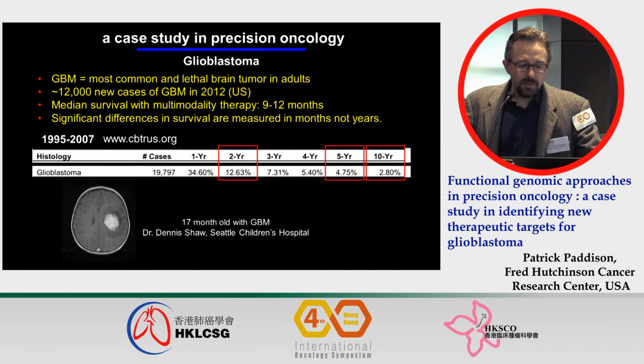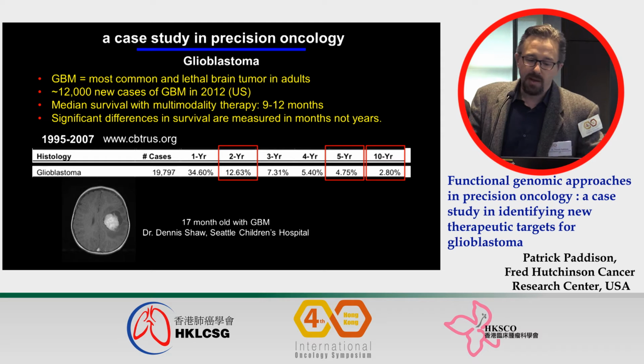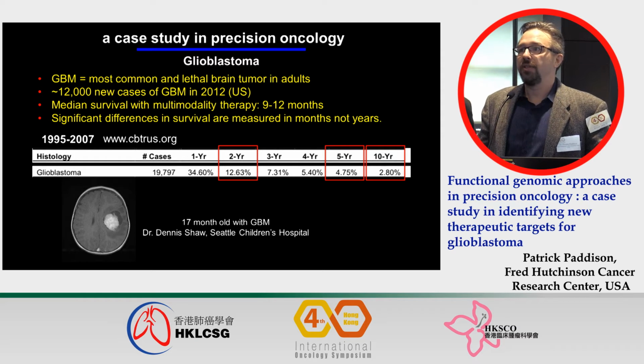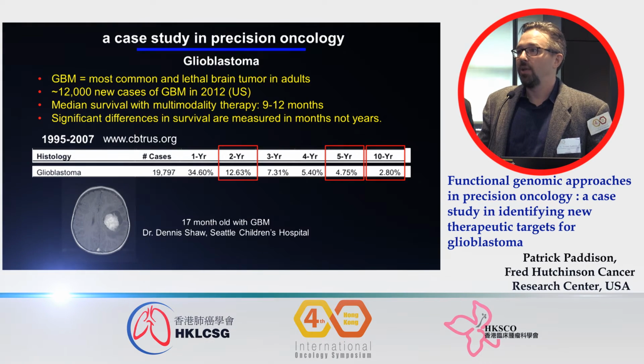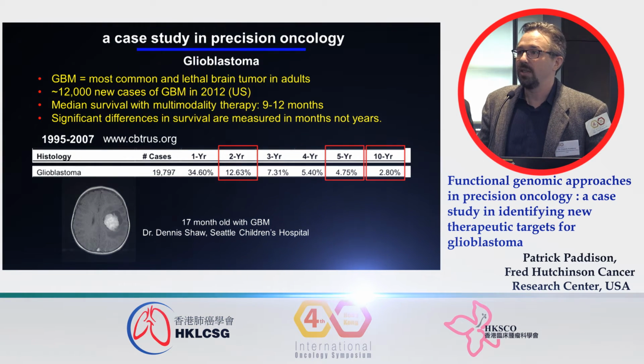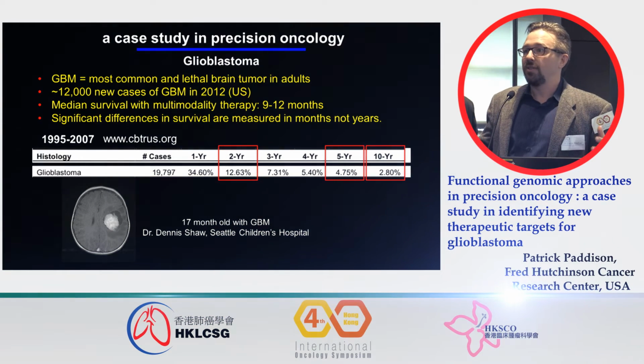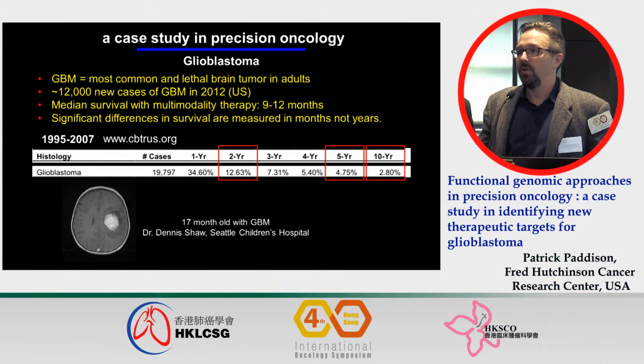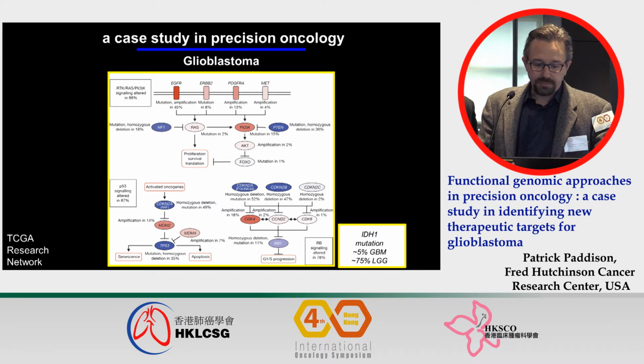So our focus is glioblastoma. It's the most common and lethal brain tumor in adults. There are about 12,000 cases of glioblastoma in the US every year. It's a very lethal disease. None of the current therapeutic modalities work very well: surgery, alkylating agent, radiation. And so there's clearly a desperate need for new therapeutic targets.